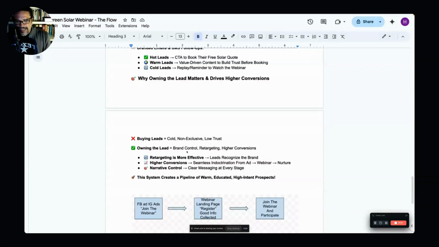So this mechanism allows you to completely own the lead, completely own and promote your brand, and get the byproduct of that, which is an indoctrination to the individuals that are being exposed to what it is that you are trying to do. So really, really important. It's going to equate to better retargeting. It's going to equate to higher conversions. Again, these points. Retargeting is most effective because the lead recognizes you or the brand. You're going to have higher conversions, seamless indoctrination from the ad to the webinar to the nurture, and of course, you're controlling the entirety of the narrative.